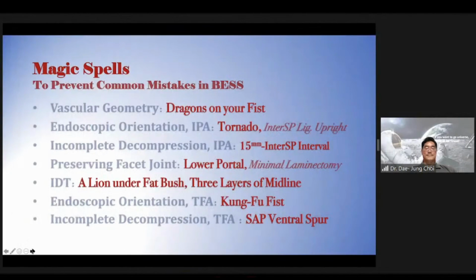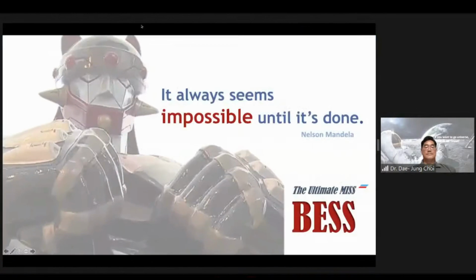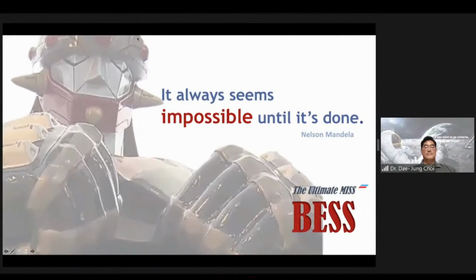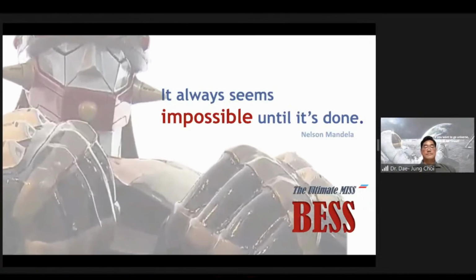Well, so far I have let you know seven magic spells which can save you from very serious situations in the early learning curve period. Without understanding these seven magic spells, you can do ugly BESS in critical situations. I wish you good luck, and may you save many patients in your country. BESS will always be with you whenever you call its name, BESS, and you can be one of the strongest men controlling spine disorders safely and successfully.